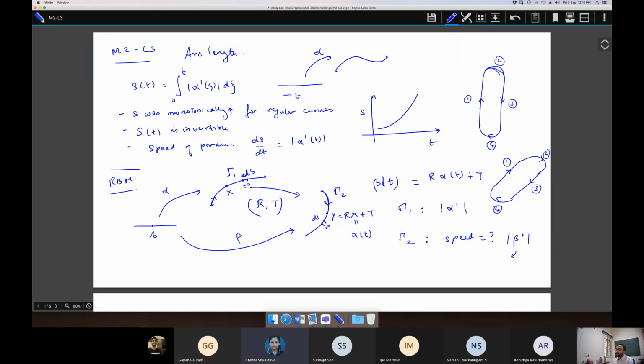Yes, sir. So when traveling through this point x, you will be at the corresponding point y, which is Rx plus t. What will be your speed at this point y? The same, right? Same as it was at x. Yes, sir. Okay, so I intuitively feel that this should be the same as alpha prime. What do you think?